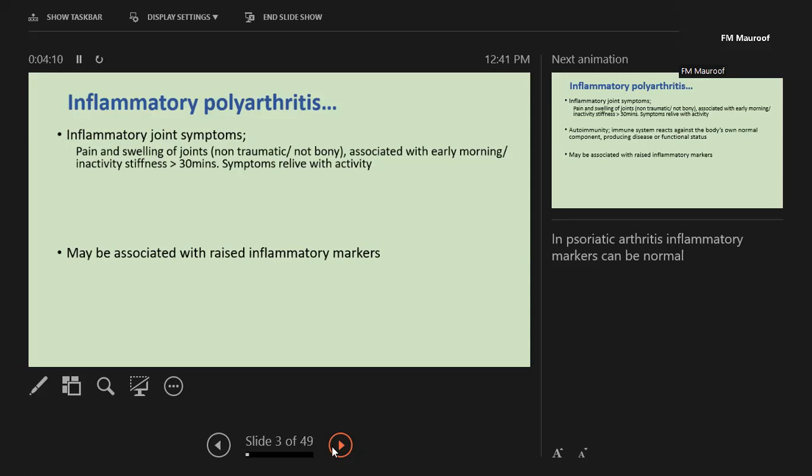And the inflammatory joint symptoms may be associated with raised inflammatory markers. It's not a must that we always see raised inflammatory markers in inflammatory arthritis. For example, in psoriatic arthritis, we come across normal ESR and CRP.